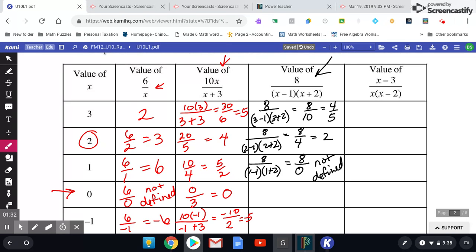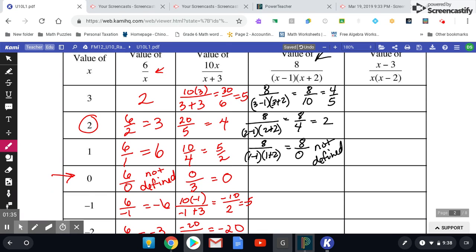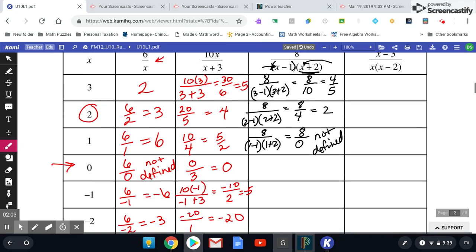Now, we could try to look ahead without actually doing all the math and see, is there any other of these values of x along the left-hand column that are going to create an issue with this expression? And the answer is yes. When we plugged in a 1 right here, it made this bracket 0. So what would we have to plug in to create a 0 on this bracket? And the answer is the -2. Let me show you how that works.